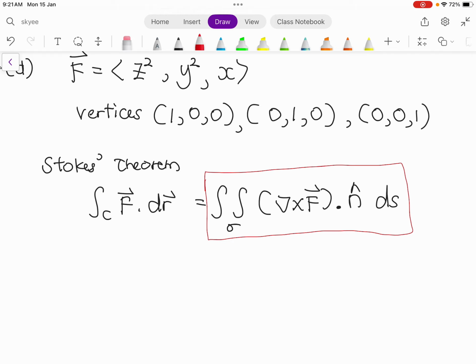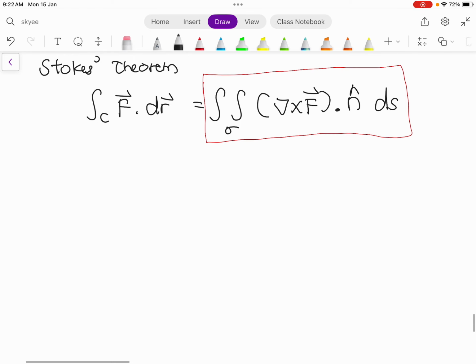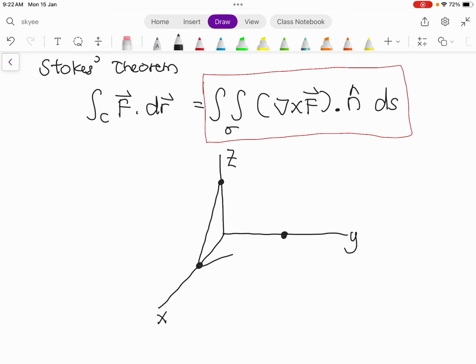Now let's sketch the triangle according to the coordinates that were given by the question. You have (1, 0, 0), (0, 1, 0), and also (0, 0, 1). So this is a triangle, and it's your path.